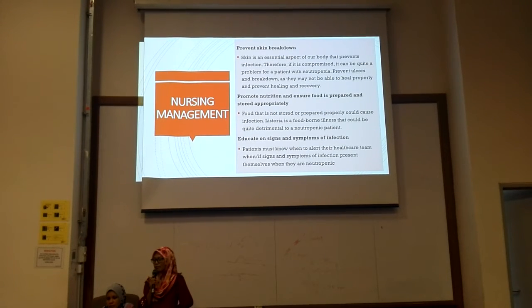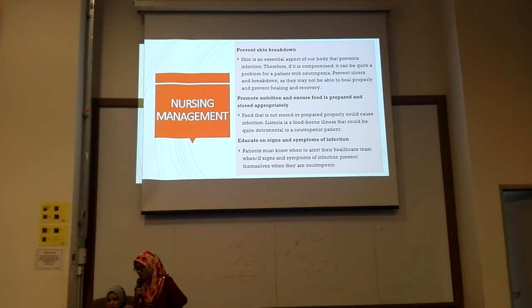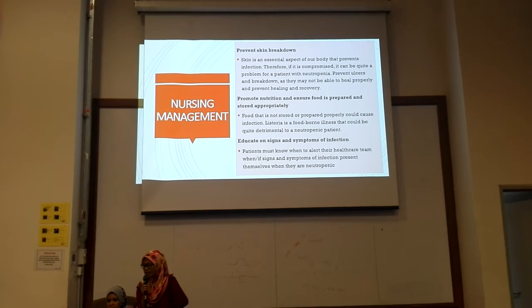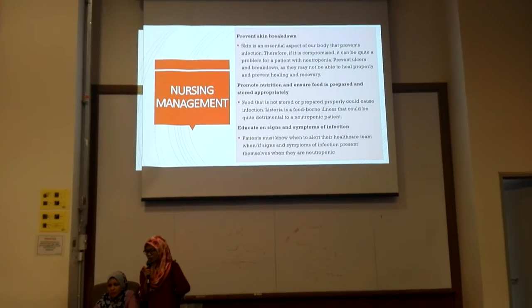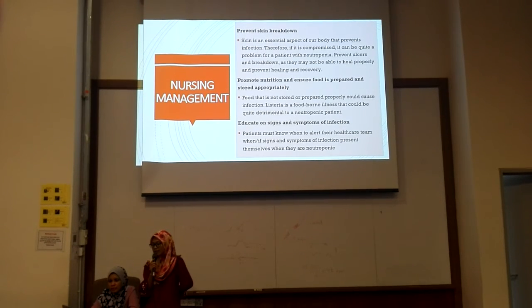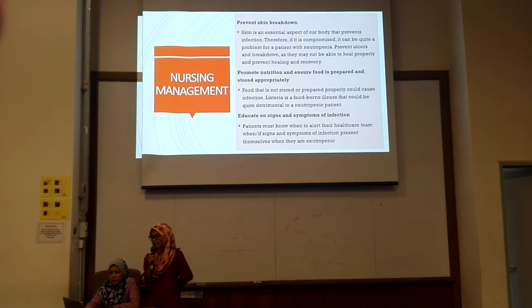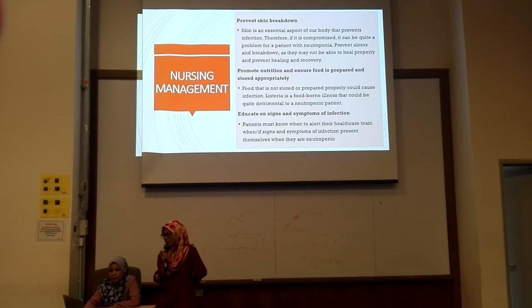Prevent ulcers and breakdowns as they may not heal properly and can prevent healing and recovery. For the fifth, promote nutrition and ensure food is prepared and stored appropriately. Food that is not stored or prepared properly can cause infection. Listeria is a foodborne illness that could be quite detrimental to a neutropenic patient.